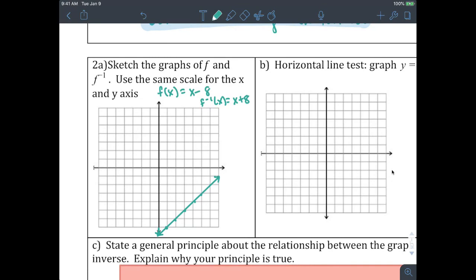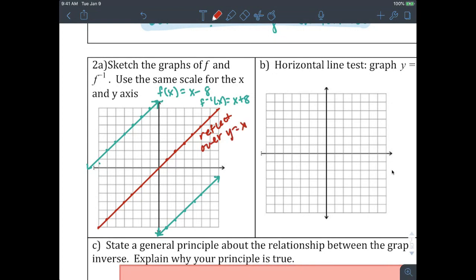Okay, and then x plus 8 is the same thing. So 1, 2, 3, 4, 5, 6, 7, 8. And then a slope of 1. So I'll go back this way. Okay, and what do you notice about the graphs? They are reflective over the line y equals x. It's easier for me to connect them if I have more dots. Okay, so they reflect over y equals x.